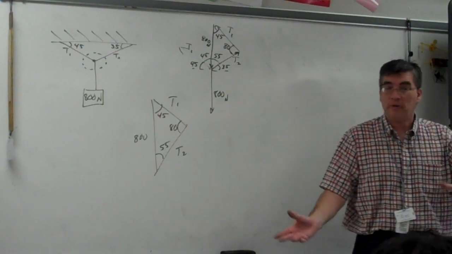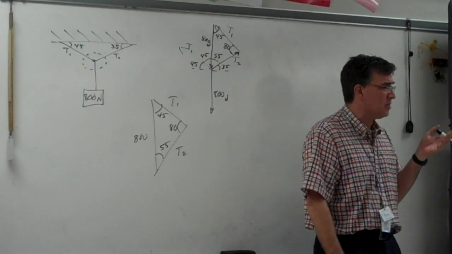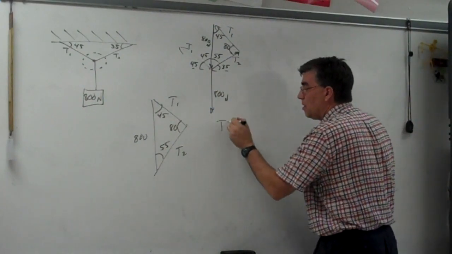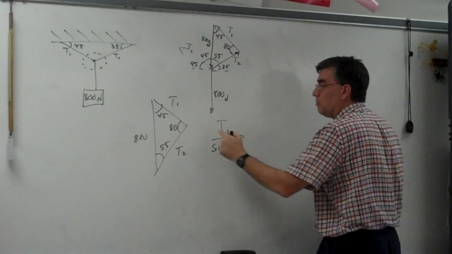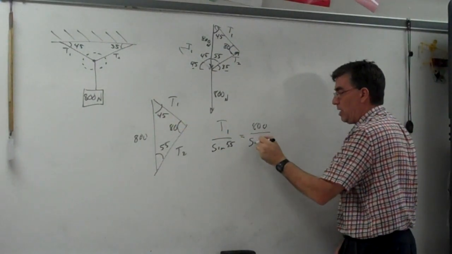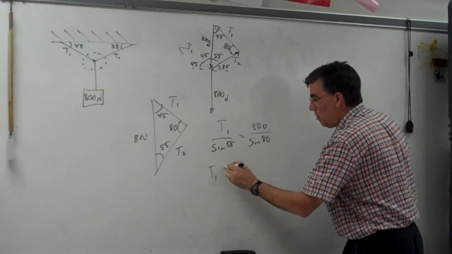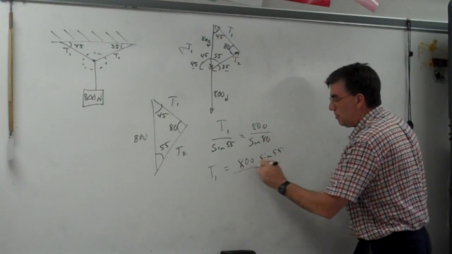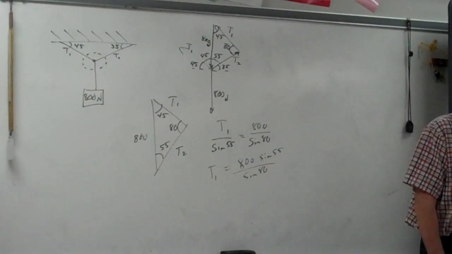So I have to go back and remember some of the other things. I don't think you learned this in algebra and geometry, but you learn it somewhere: the law of sines. The law of sines says T1 over the sine of the angle opposite it is equal to 800, that side, over the sine of its opposite angle, sine of 80. Now I can solve for T1: T1 equals 800 times the sine of 55 divided by the sine of 80. Hopefully if you plug everything in, you should get the same answer we got earlier.